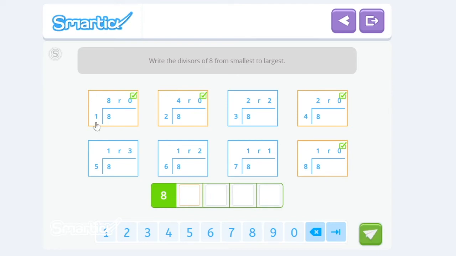So let's see, from smallest to largest, we want the divisors 1, 2, oops, not 3, we want 4, because that gives us a remainder of 0, so let's change that, and 8. Well done! Now that you've found the divisors of 6 and 8, let's find the greatest common divisor together.